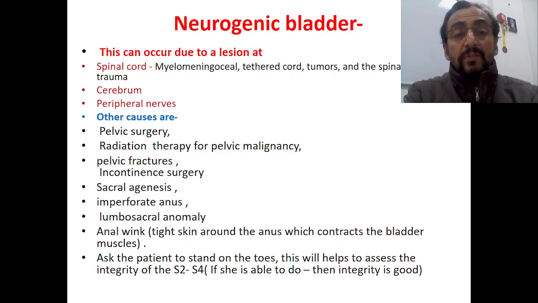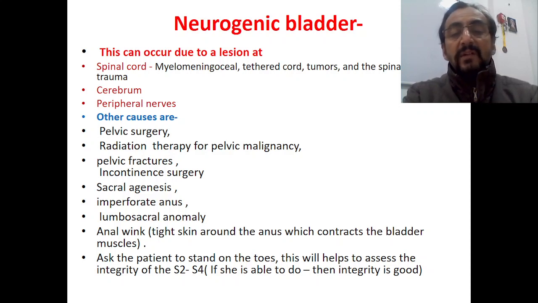The other causes are history of pelvic surgery, radiation therapy for pelvic malignancy, pelvic fractures, incontinence surgery, sacral agenesis, imperforate anus, and lumbosacral problems. These are the other causes of neurogenic bladder. Now, the anal wink, a contraction of the skin around the anus, reflects the bladder muscle contraction. This is also a sign to check, the anal wink.